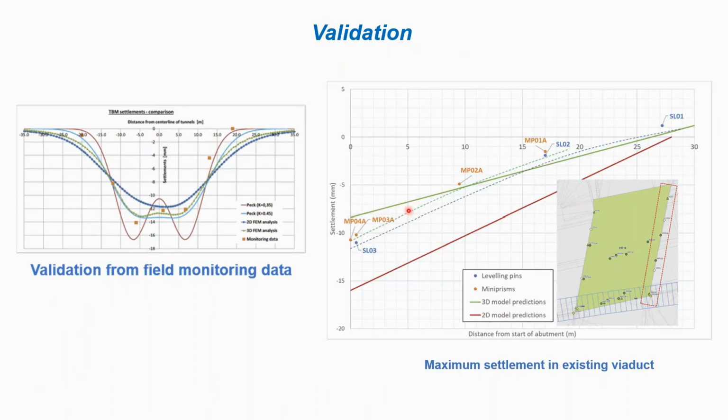And apart from that, these are the settlements beneath the viaduct, meaning the existing structure. With each progression of the excavation using TBM, the field monitoring data has been taken, and it has been matched with the predictions, 2D as well as 3D predictions. As we can see, the 2D model predictions are significantly overestimating the settlements, while the 3D modeling predictions were closer to the actual field monitoring data.